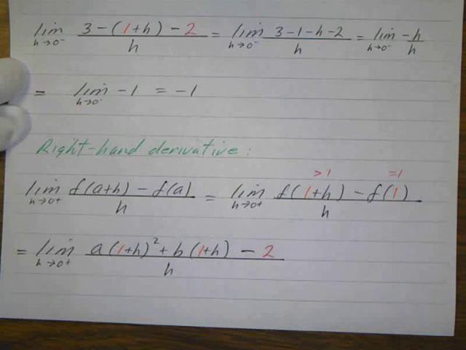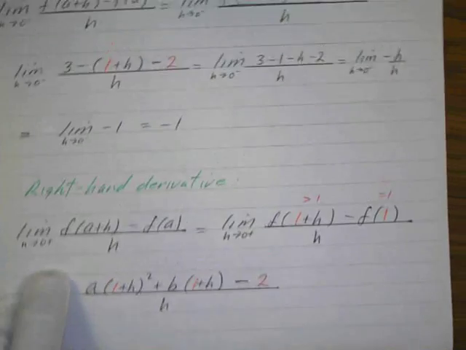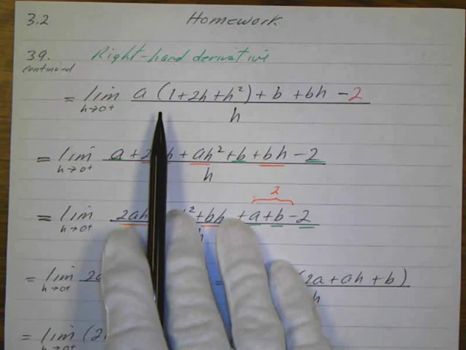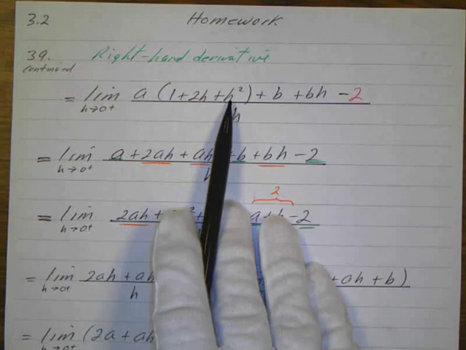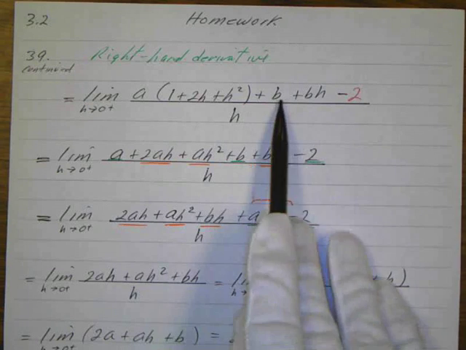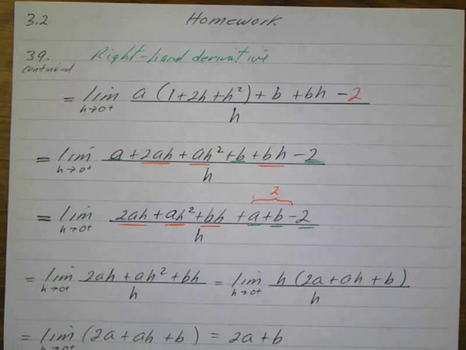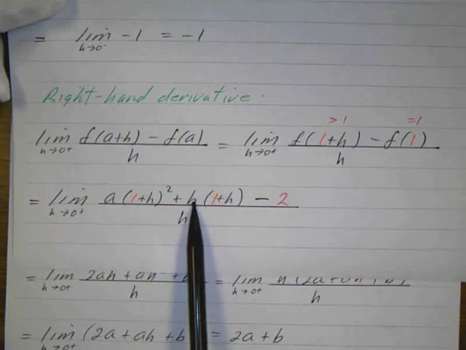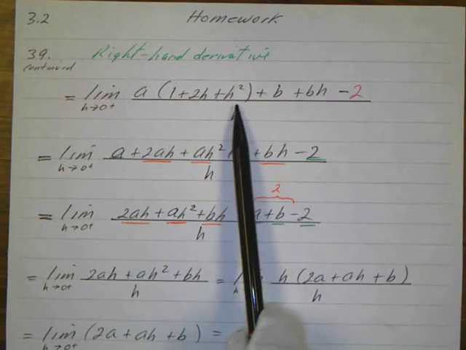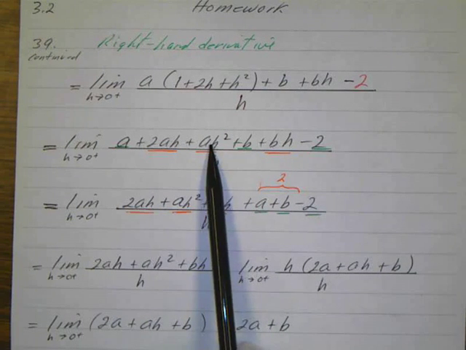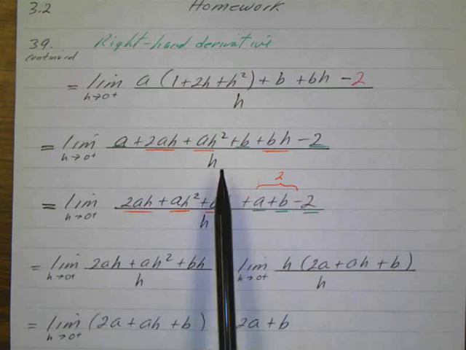Now we've got to work that out and simplify it. So we need another page for that. And this is where it gets kind of cool now. Watch this. This is cool. So we do the right-hand derivative, and all I did was I squared that out, so that'd be 1 plus 2h plus h squared, and then I multiplied this out. Okay? So I got b, bh minus 2 over h. Again, I just squared this out, and multiplied that by b, and then bh. And then we multiply everything by a. So we get a plus 2ah plus ah squared plus b plus bh minus 2 over h.